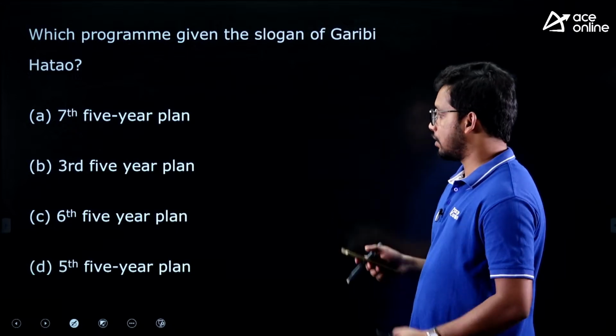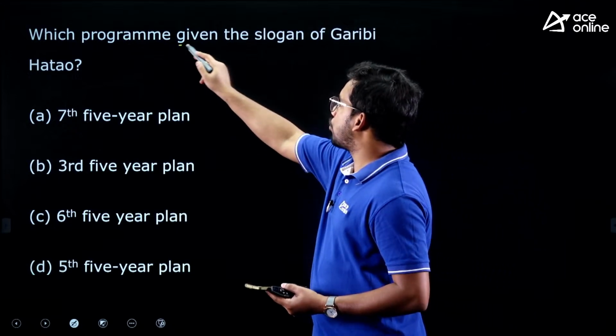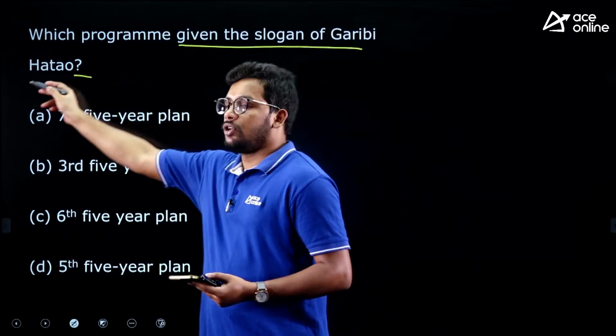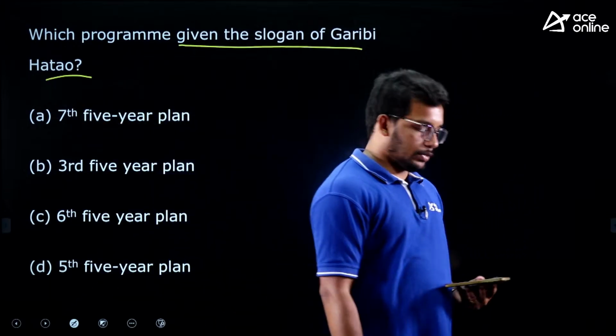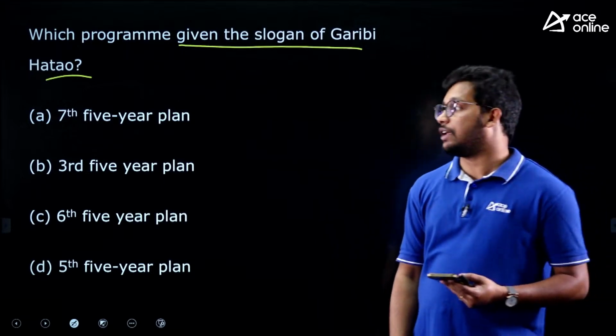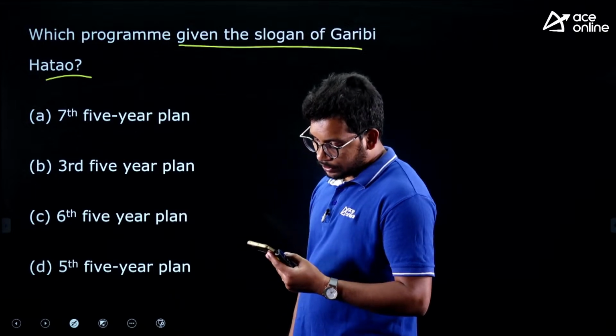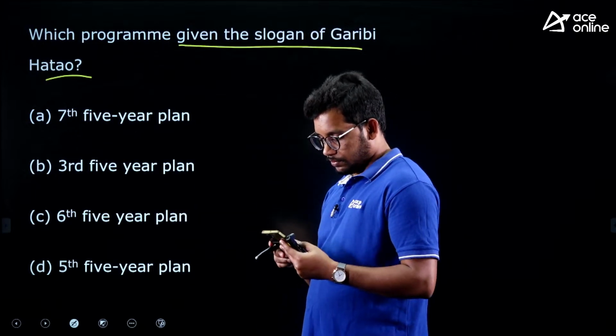Yes, Jahnavi, correct. Next one, which program gave the slogan of Garibi Hatao? So Garibi Hatao, that means eradication of poverty, was the aim of which 5-year plan? Correct, Inforeader. Now answer this question.